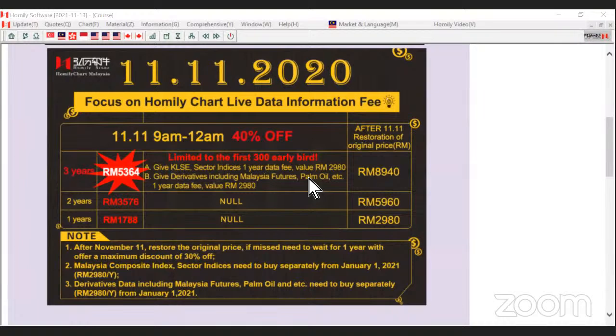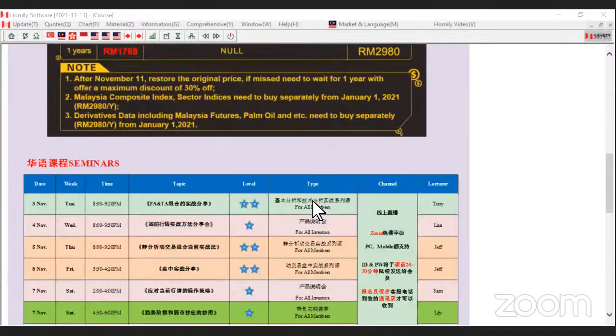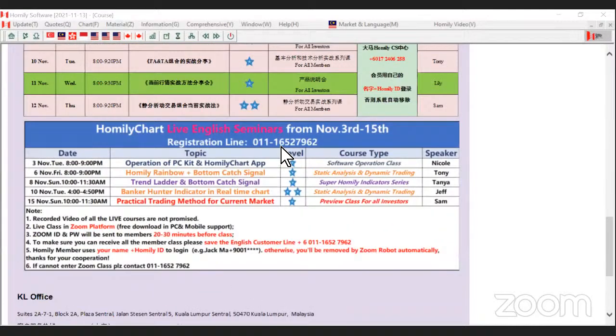But I cannot check yours. Yeah, it's better to open the chat room, but now we have technical problems. Sorry for the inconvenience. Thanks, Lima. I already received your message, but you can also WhatsApp me. I can see your WhatsApp number here. WhatsApp 011-165-27962 if you have any question, because now I cannot see the chat room. Okay, maybe you have problems.